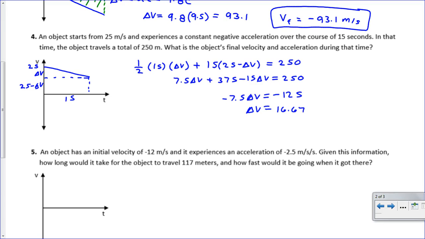Now here's another one of these times where the delta V is actually a decrease in velocity. The velocity is going down over time. It starts at 25 and it goes down. It goes down by 16.67. And if it goes down by 16.67 and it started at 25, the place where it ends up, the final velocity, VF, equals 8.33.